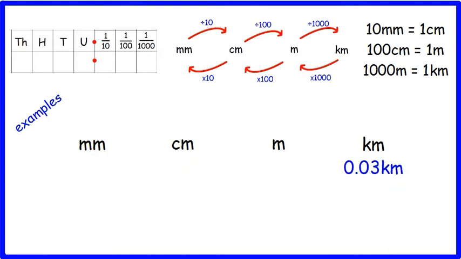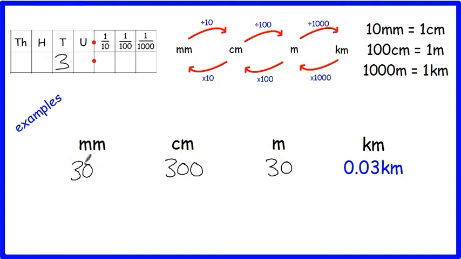My last example, 0.03 kilometers multiplied by 1,000. Let's put 3 there. Multiply by 1,000, 1, 2, 3 is going to be 30 meters. 300 centimeters, and then add, sorry, that was just add one more. So 3,000 millimeters.